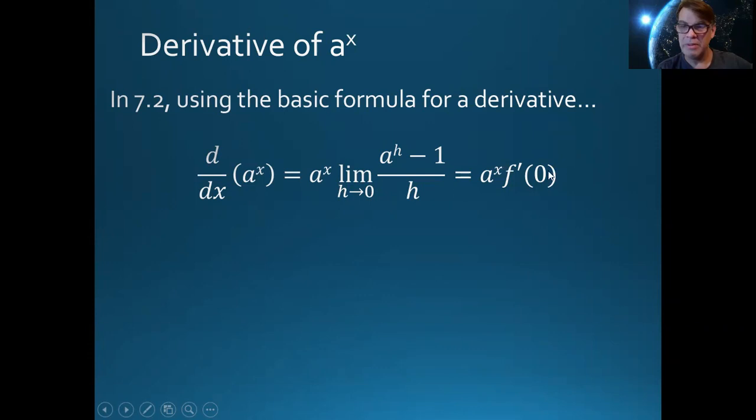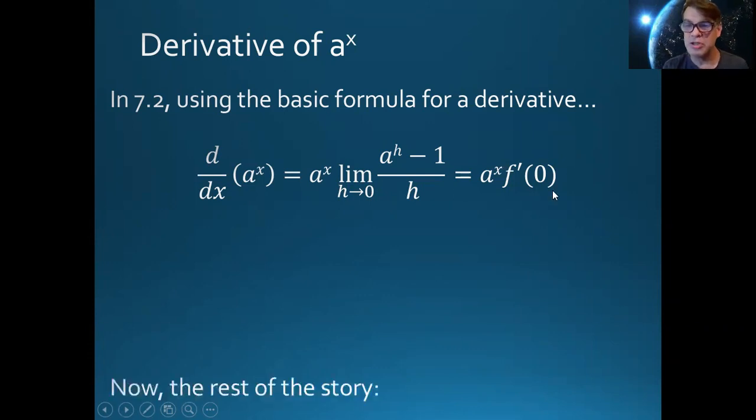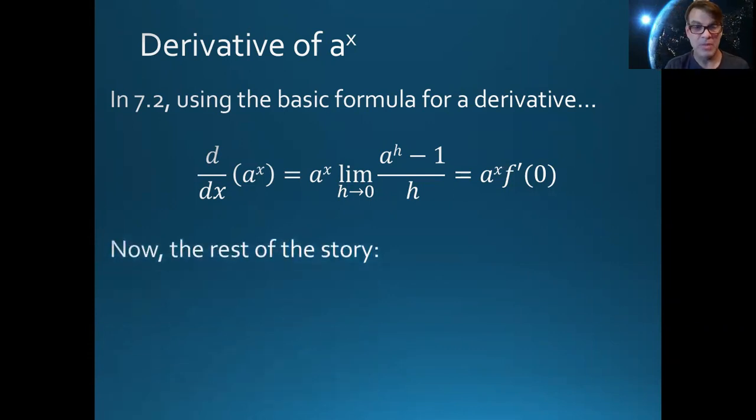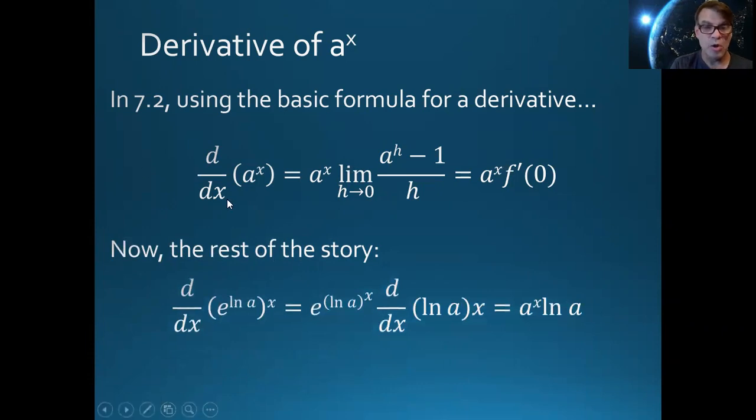And you're like, what the heck is this? Well, now we can tell you the rest of the story. So we can take a to the x, and remember we've said previously that if you have something like a to the x, you can do e to the natural log of a to the x, and the e and the natural log cancel each other out.